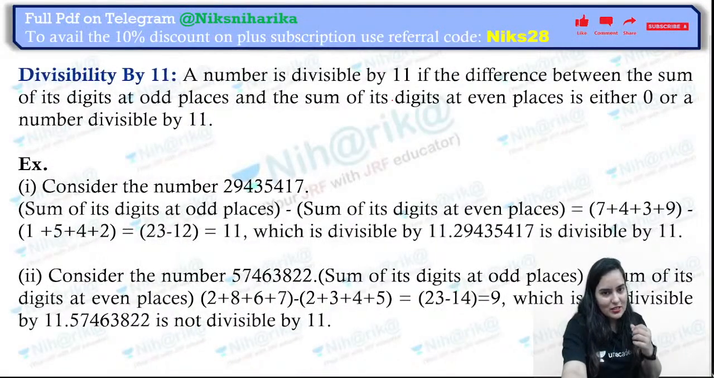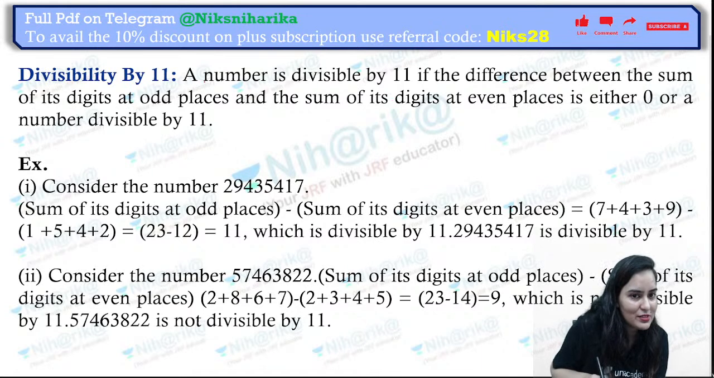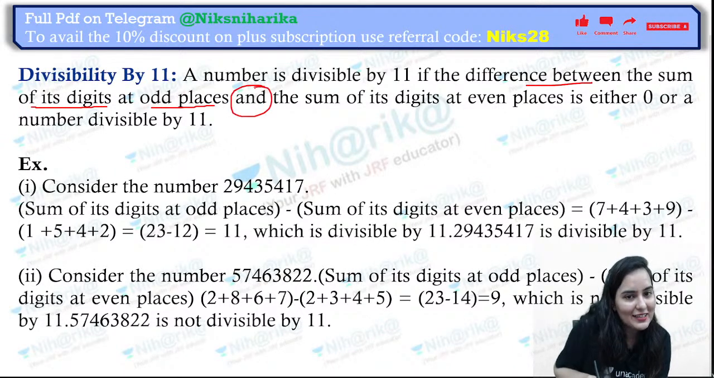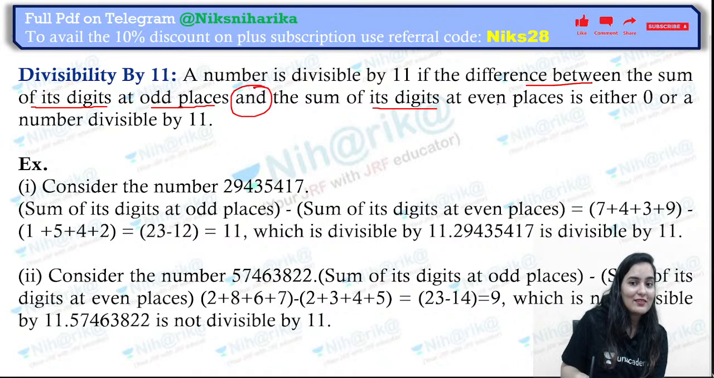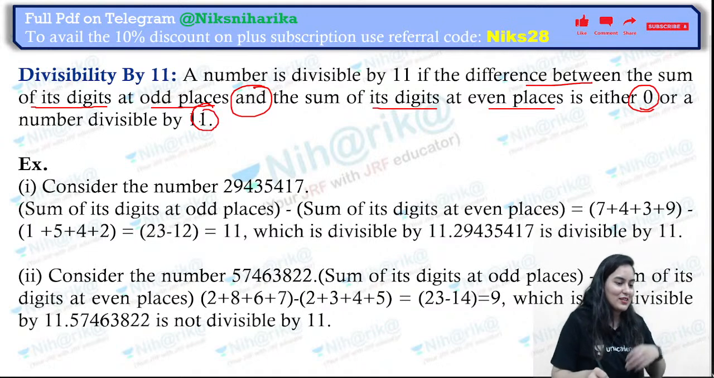Next one, you can see a number is divisible by 11 if the difference between the sum of its digits at the odd places and the sum of its digits at the even places is either 0 or 11. 11 is very interesting. I swear I've used that many times.